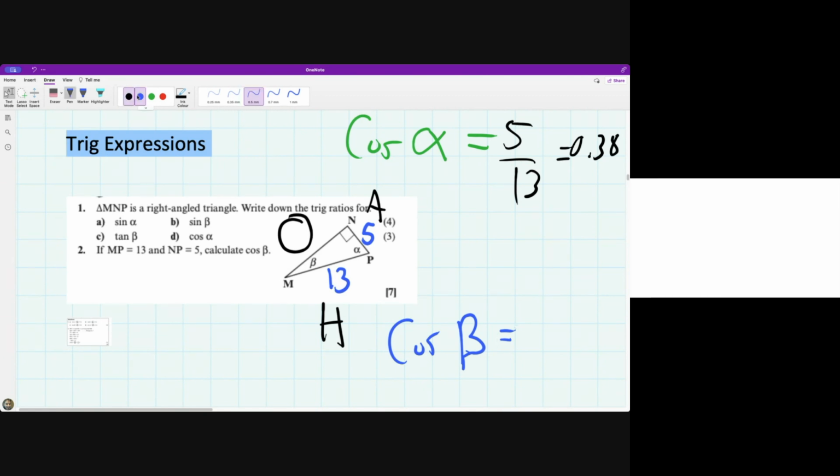Thank you, Pafunzo, for your generosity. MN is unknown. Pafunzo, how would you find MN? What tool would you use? Pythagoras, yes, absolutely. So MN is equal to the square root of 13 squared minus 5 squared. Now work out what the answer to that is, and then tell me what the cos of beta is in the chat.